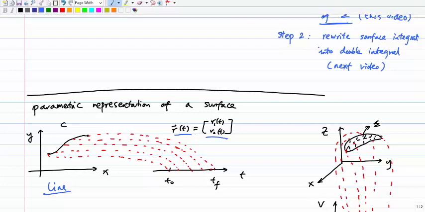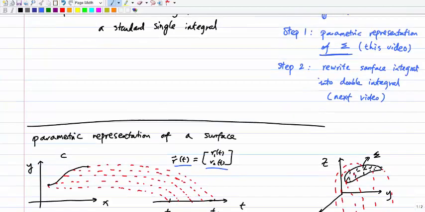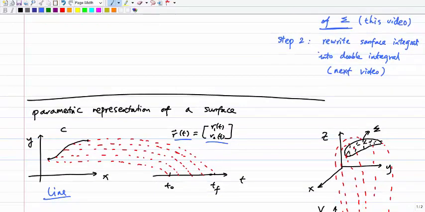with one variable. How do I do the parametric form? Basically, if I give you a line, this is my curve C, this is my starting point, this is my ending point. The basic idea for the parametric representation is I want to map this into just a t, which is a straight line, from t0 to tf. So this is just one-dimensional.